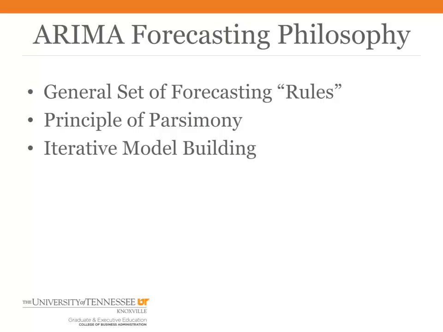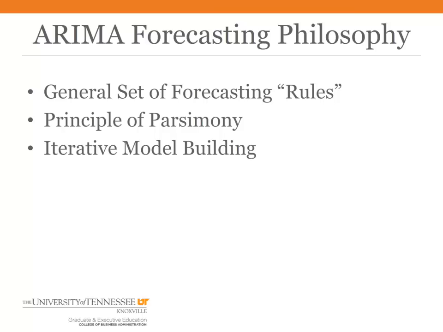The second idea is the principle of parsimony, which you've been exposed to before. It basically says there will probably be several different models that will fit the data, and the one you want to choose is the one that has the fewest parameters to estimate, because that's the one that you have the most confidence in doing and making good forecasts in the future.